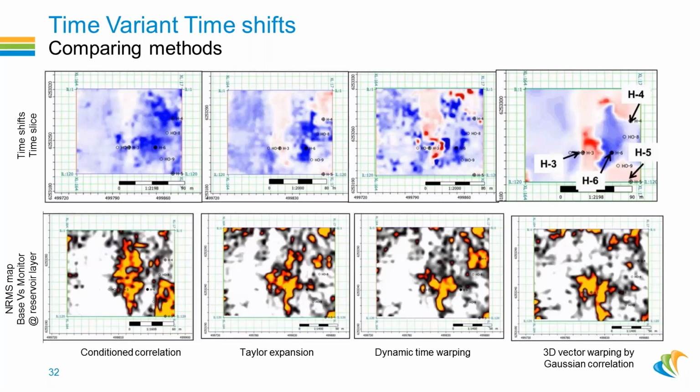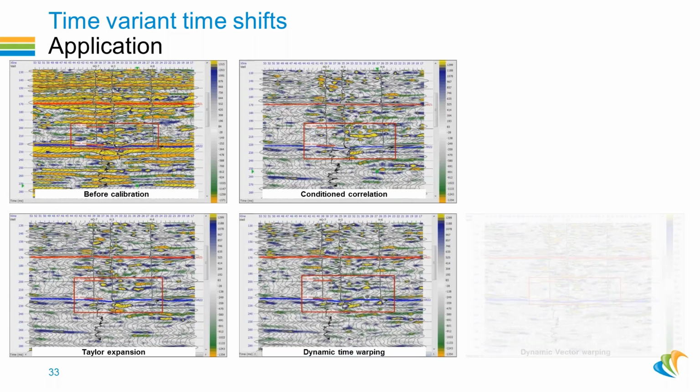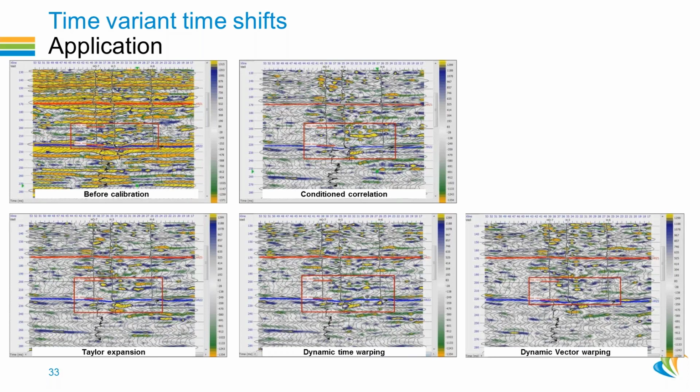Comparing them in the section view, I have base minus monitor. These color codes are the base minus monitor without calibration. This is after the calibration and conditioned correlation application. This is after Taylor expansion application. This is after dynamic time warping and dynamic vector warping. So you see that the details of the variations are changing. And again, we need to investigate which one we would like to go ahead with. So we calibrated our monitors to the base, and next is to do the interpretation.